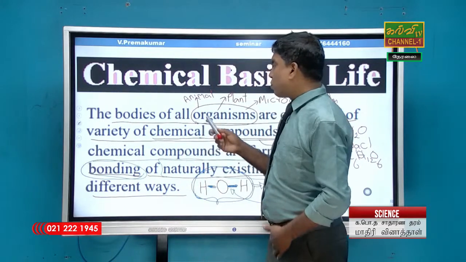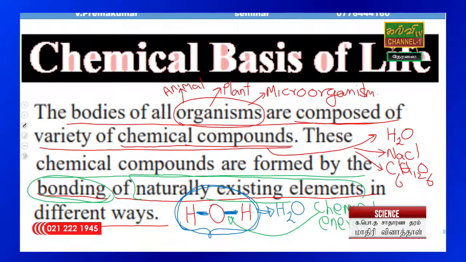So now students, you can understand the chemical basis of life. The bodies of all organisms are composed of a variety of chemical compounds. My muscles contain carbon, hydrogen, oxygen, nitrogen. Bone contains calcium phosphate. Then there is hemoglobin.